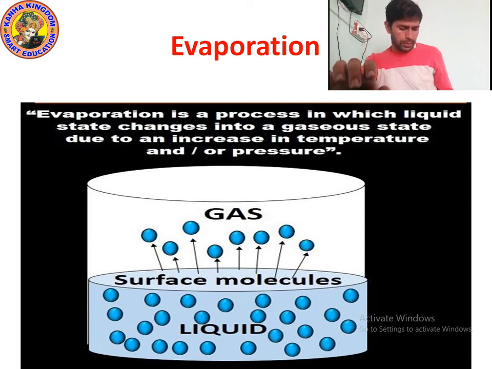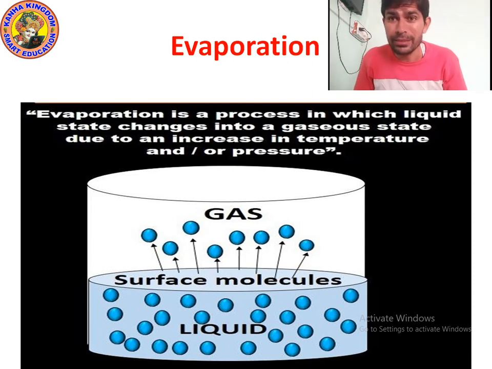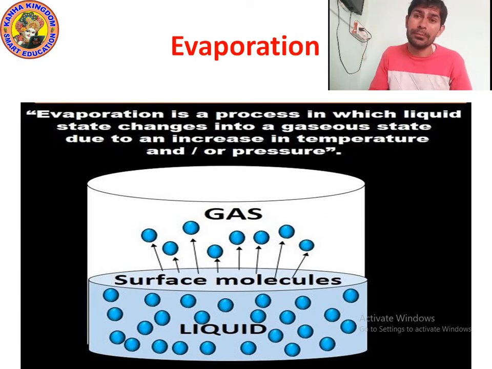So evaporation process occurs at low temperature. By this process also water converts into the form of gas. As you can see, the molecules of liquid start converting into gas. So evaporation is a process in which liquid state changes into a gaseous state due to an increase in temperature, or you can say due to increase in pressure. When the temperature increases, water converts automatically. You no need to boil. This process is known as evaporation.